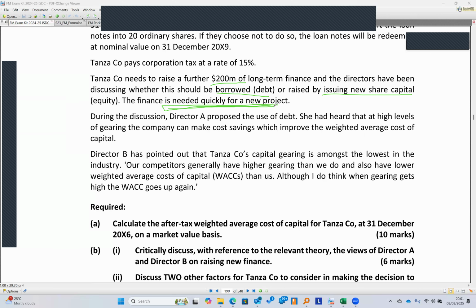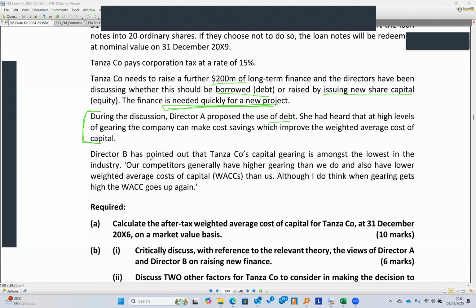So during the discussion, we have directors. Director A said we use debt, and she heard that a high level of gearing of the company can make cost savings, which improve the weighted average cost of capital. This is one theory.